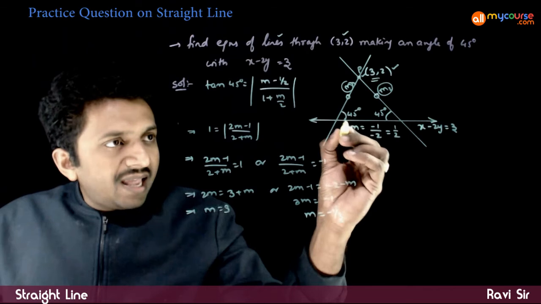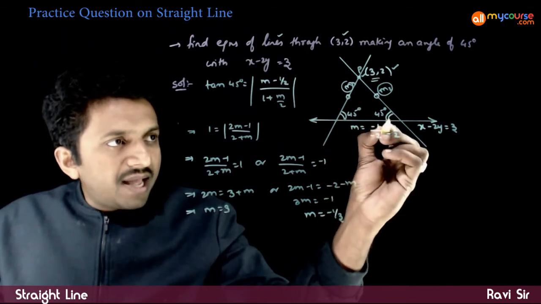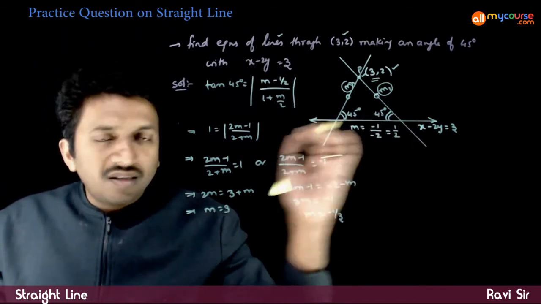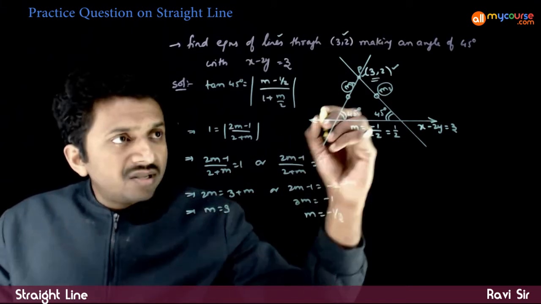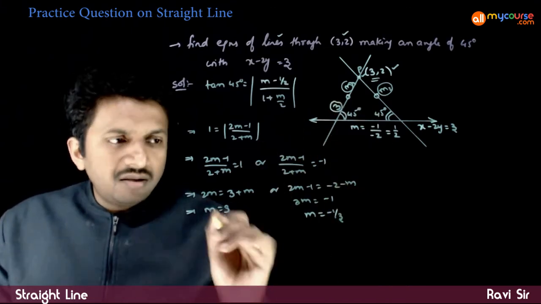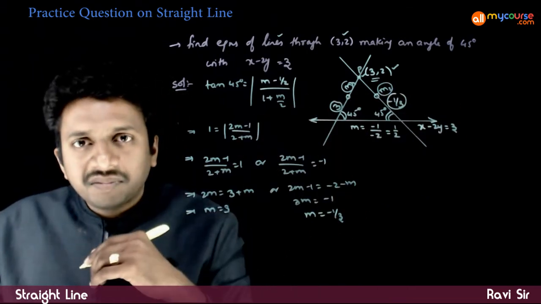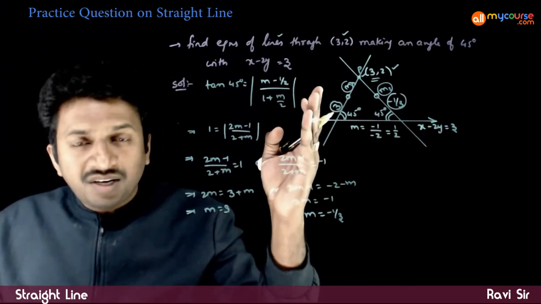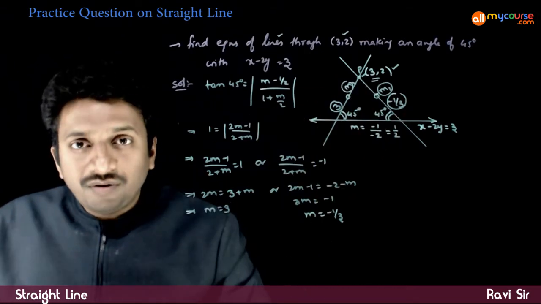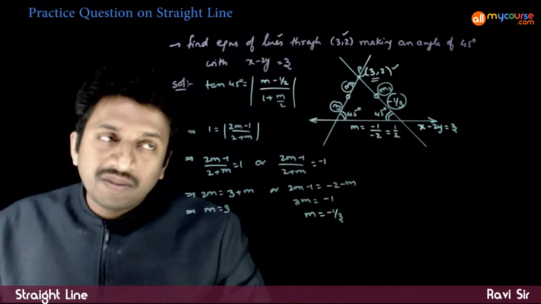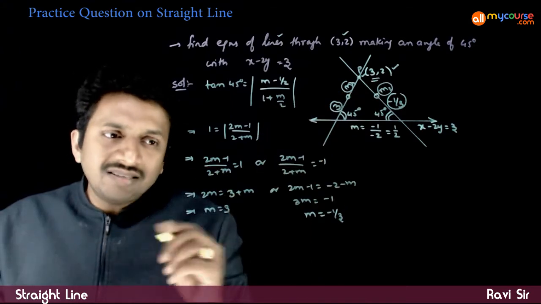So if a line has to make an acute angle of 45 degrees with the given line, the slopes can be either equal to 3 or minus 1 by 3. That means one line will have a slope of 3, the other line will have a slope of minus 1 by 3. So what are the equations of these lines?